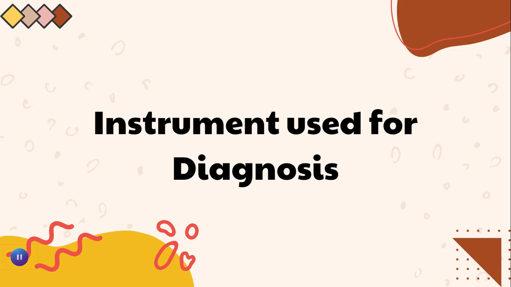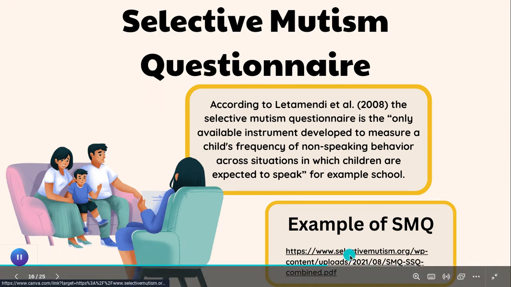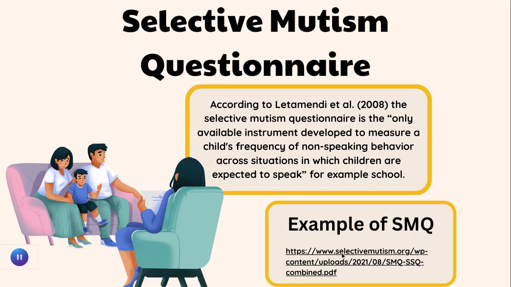So here's the instrument used for diagnosis. The Selective Mutism Questionnaire is the instrument that's used. According to Letamendi, the Selective Mutism Questionnaire is the only available instrument developed to measure a child's frequency of non-speaking behavior across situations in which children are expected to speak. For example, school, where children are expected to communicate. So here's an example of what a Selective Mutism Questionnaire would look like.